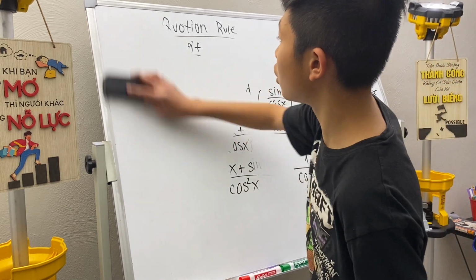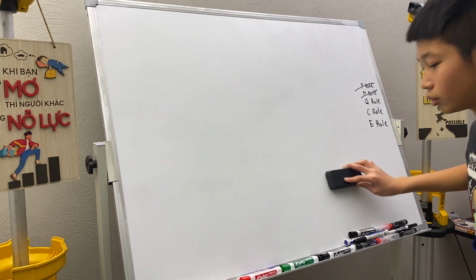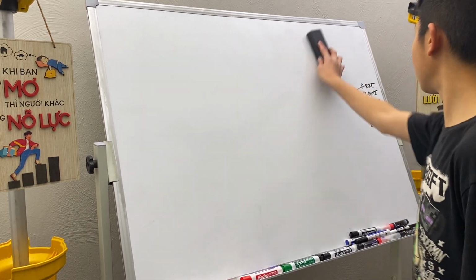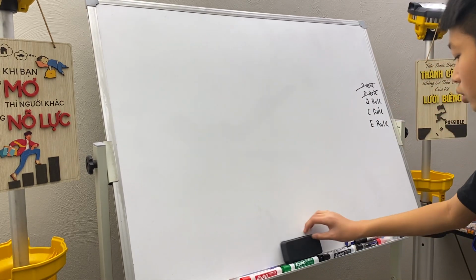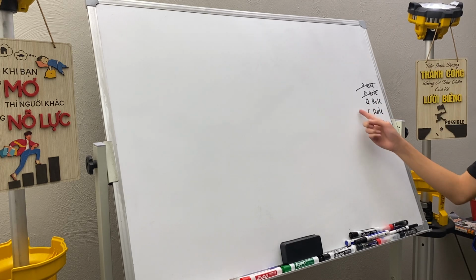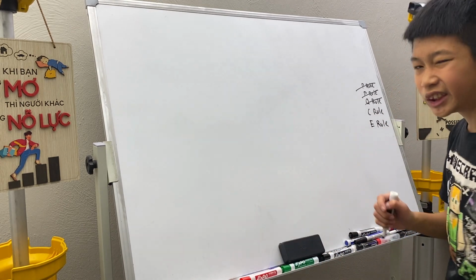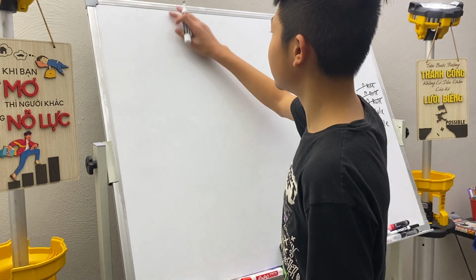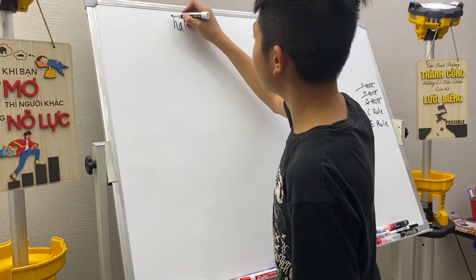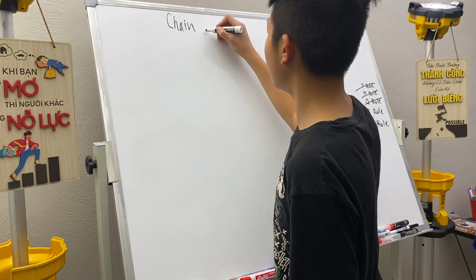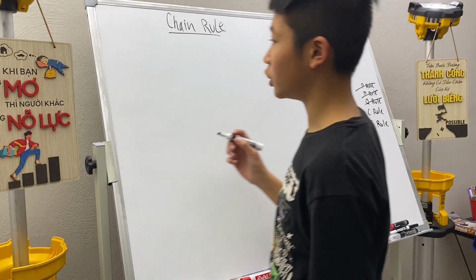Okay, so done with the quotient rule. Now we're going to move on to the chain rule. You know how the chain rule works? It's when you got a chain. I'm just kidding, but chain rule. Chain rule is equal to this.